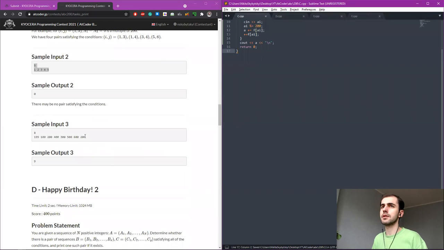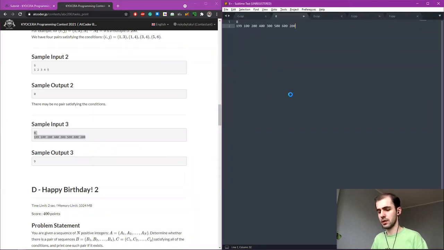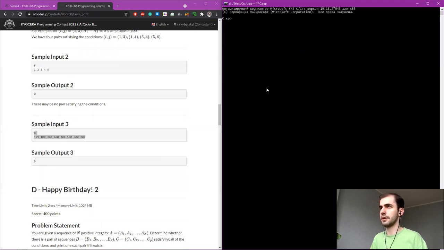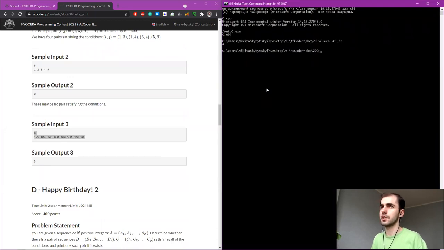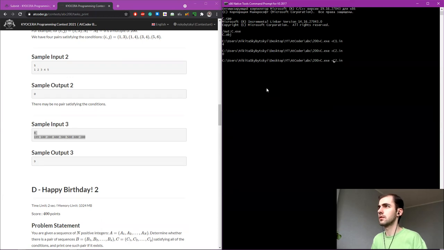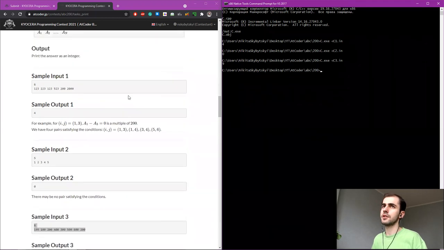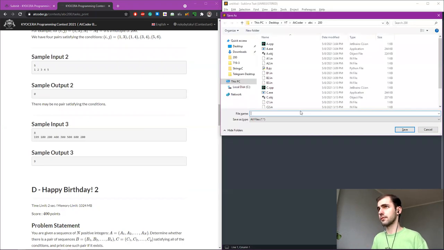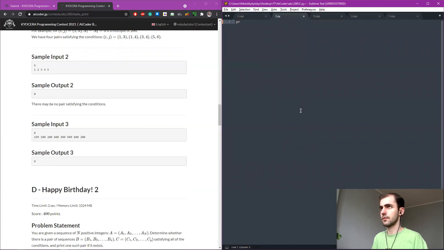Or actually, now that this is unrated, I can experiment with some AtCoder tools that will, like, automatically copy sample input for me. So 409 looks legit. I just want to do something real quick. I want to check that we actually implemented everything correctly and we don't overflow.